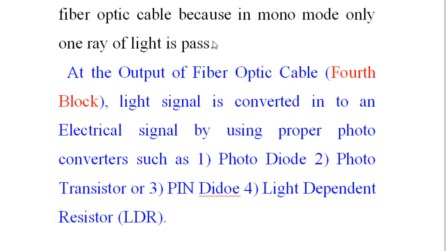And as I told you, remember here, inside the fiber optic cable, if the distance is long, then a splice, means a joint, is there. And whenever a joint is there, the amplification of the light signal is done by using optical amplifiers, which are not mentioned here, which are mentioned in the block diagram only. So at the output of fiber optic cable, that is the fourth block, the light signal is converted into an electric signal by using proper photoconverters. Photoconverter means what? Photons means light. So photoconverter means light converter.